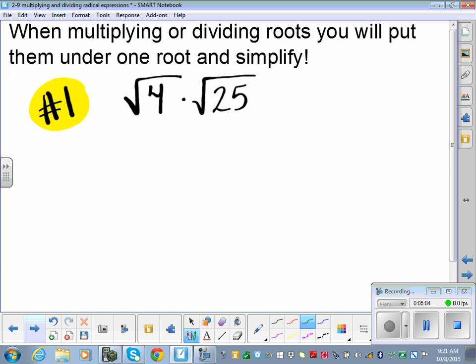All right, so when multiplying or dividing roots, guys, what you're going to do is take your roots that are separated, put them together, and then simplify. We know how to simplify. It's what we learned yesterday. So you're going to put the roots together, put them under one house, and then go through and simplify it.